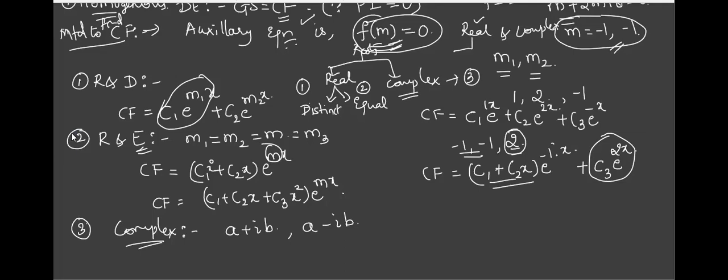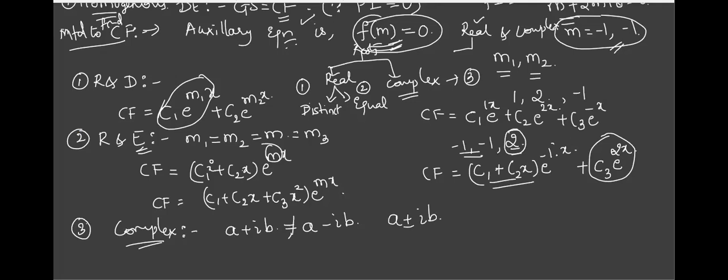Tell me whether they are equal or not equal. Are they same or are they different? Different. They are obviously different. So whenever you take complex, it is a case where it is complex and different only. That means don't write separately. You can write directly like a plus or minus ib.